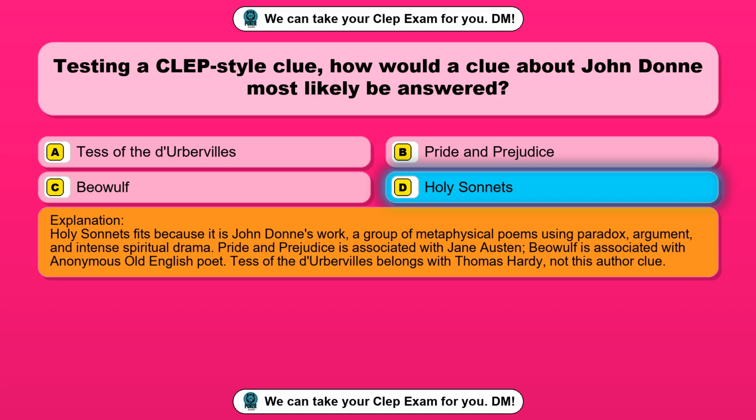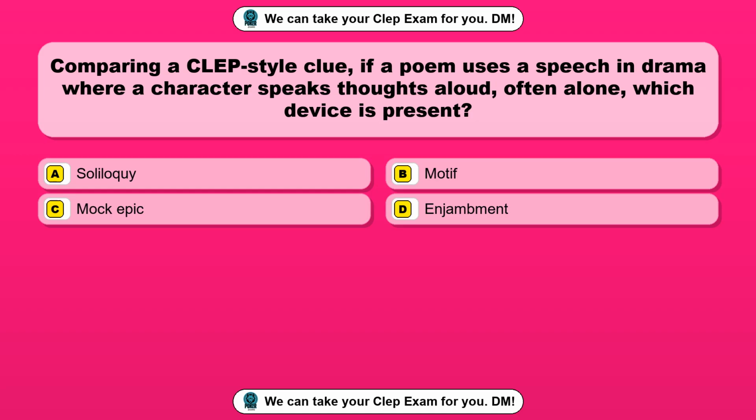Pride and Prejudice is associated with Jane Austen. Beowulf is associated with an anonymous Old English poet. Tess of the D'Urbervilles belongs with Thomas Hardy, not this author. Clue.